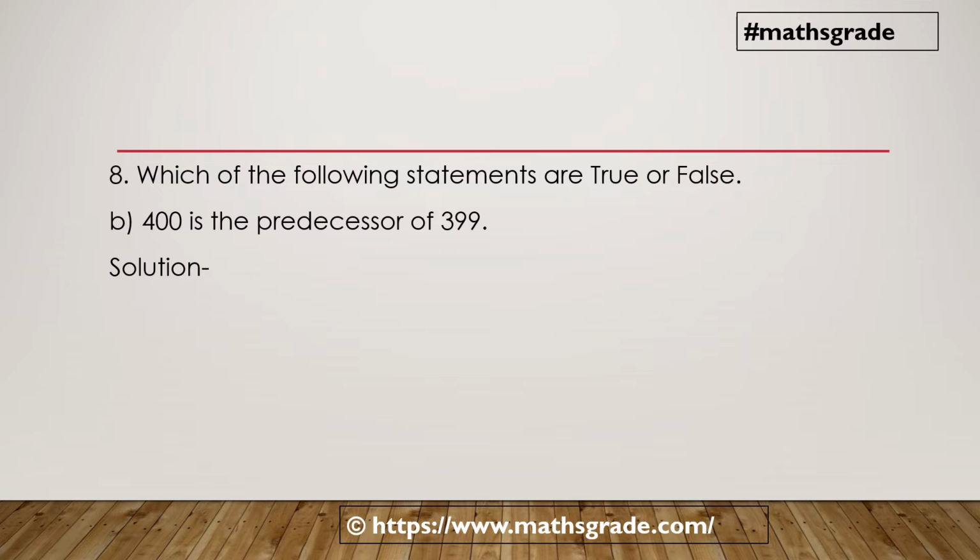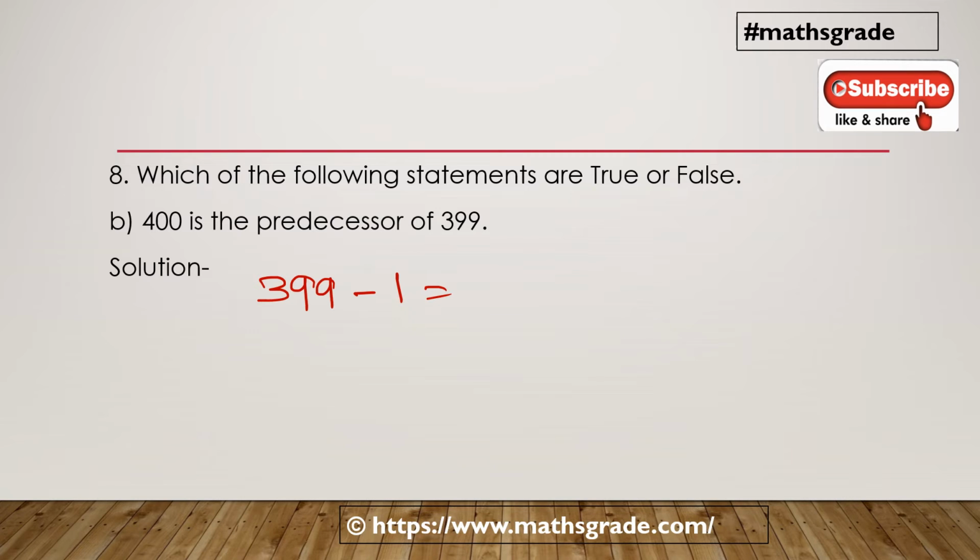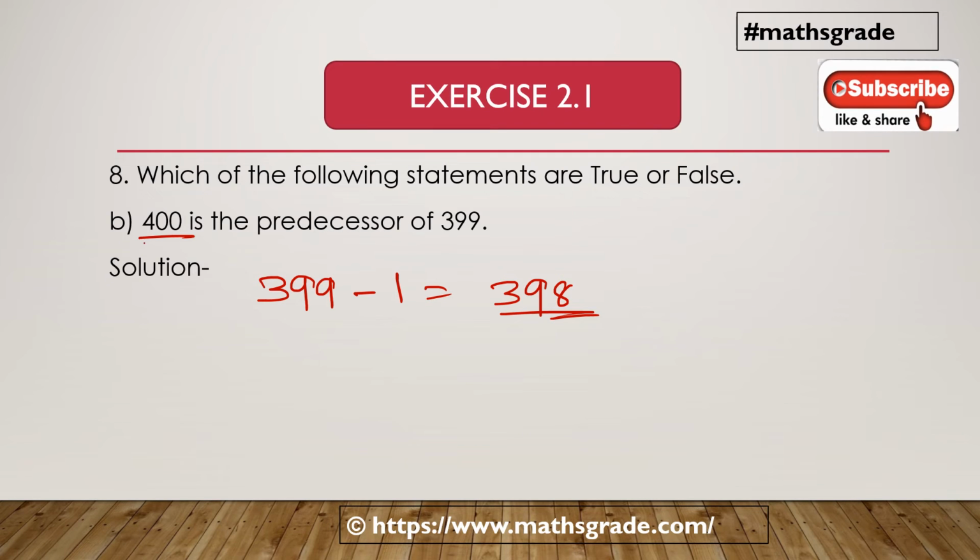We have to subtract 1 from the given number, then we get the predecessor of that number. So 400 is the predecessor of 399. So we have to find out the predecessor of 399. So we have to subtract 1 from 399. So 399 minus 1 is 398. But it is given that 400 is the predecessor of 399. So it is false. 398 is the predecessor of 399. But 400 is the predecessor of 399. It is false.